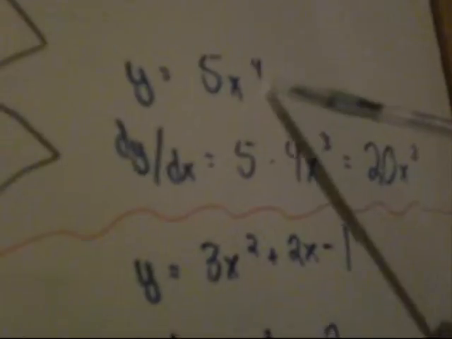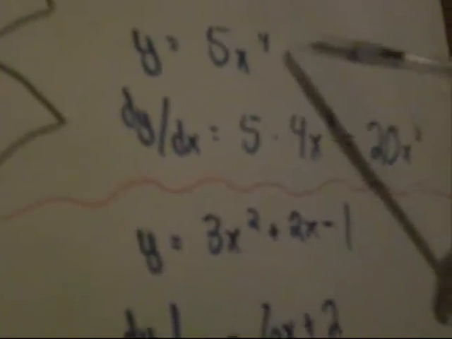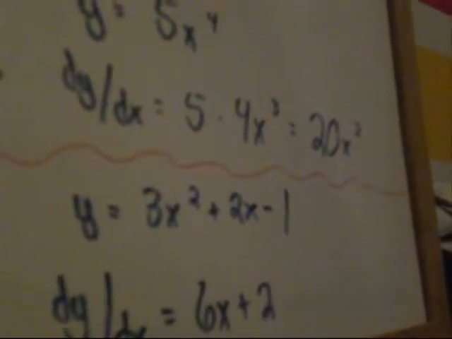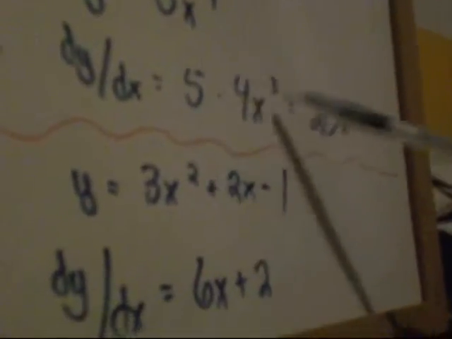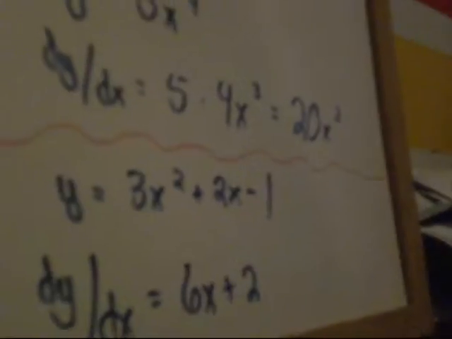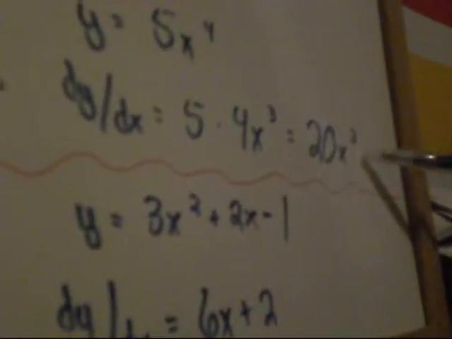So you just bring the 4 in front of the x, and you subtract 1 from what it was originally raised to. So you have the constant 5 times 4x raised to the 3rd power. Where you multiply the constant times all of that, then you get the final derivative, which is going to be 20x raised to the 3rd power.